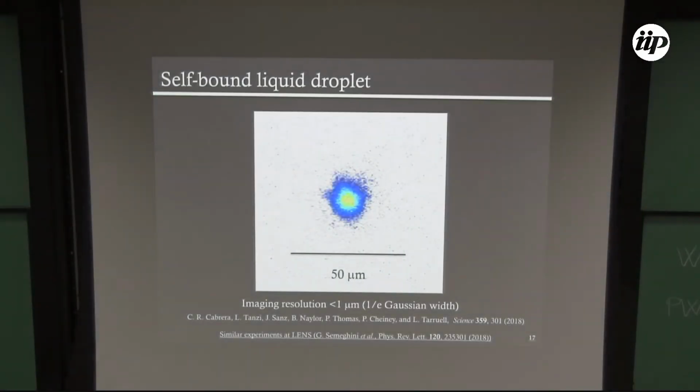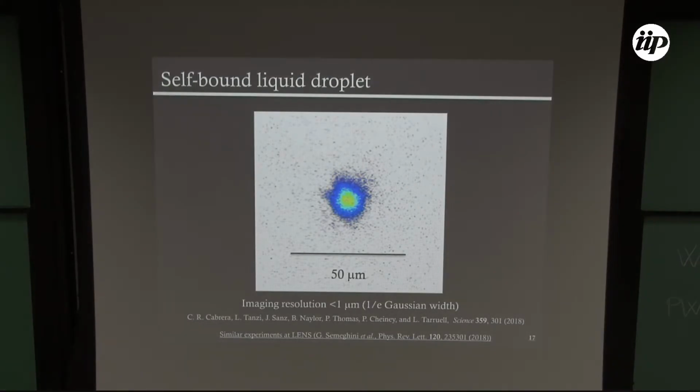And then I do a zoom, because of course we were really happy when we saw this result. And it's important to remark that similar experiments have been done nowadays in LENS, in the group of, in this paper, Giulia Semeghini. And all the results I will explain now are complementary to the results that also LENS has been working on.